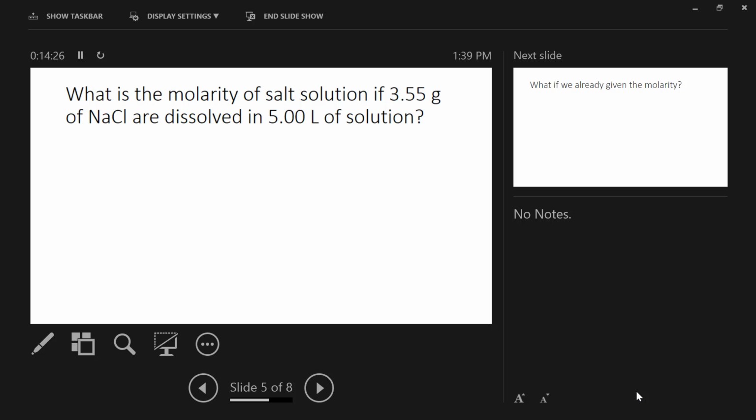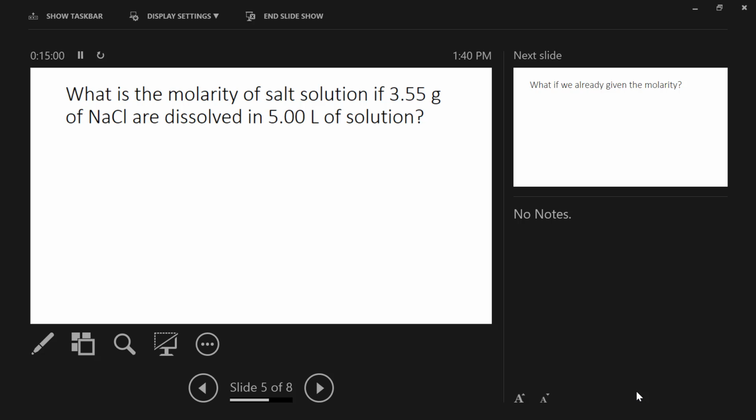Molarity equals moles of solute divided by what? Volume of solution in liters. Do we know the volume of the solution? We do, right? That was one of the things the problem gave us. Do we know the moles of solute? Not yet. Okay, so we need to figure this out.